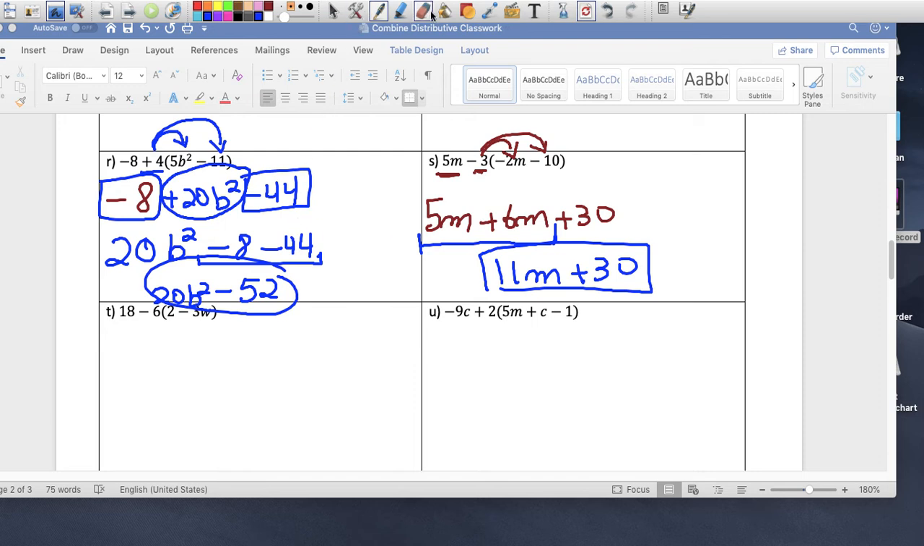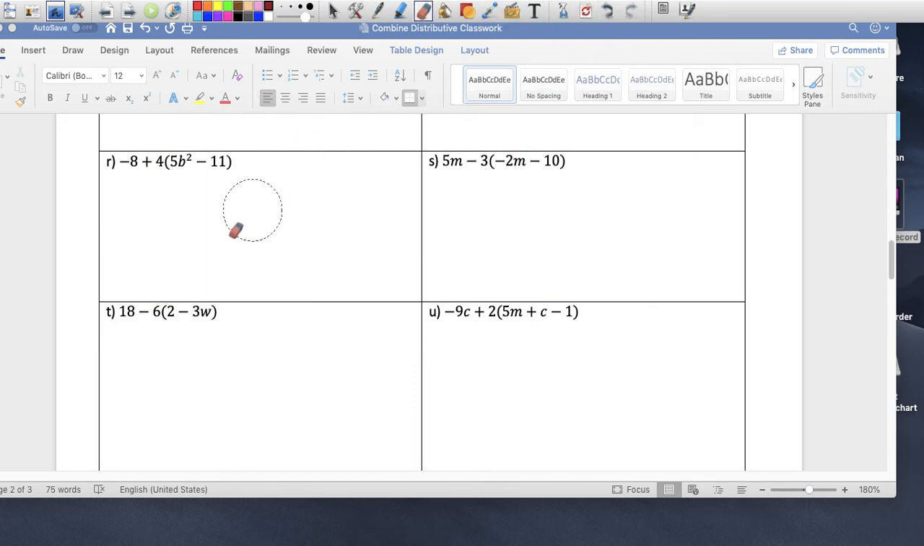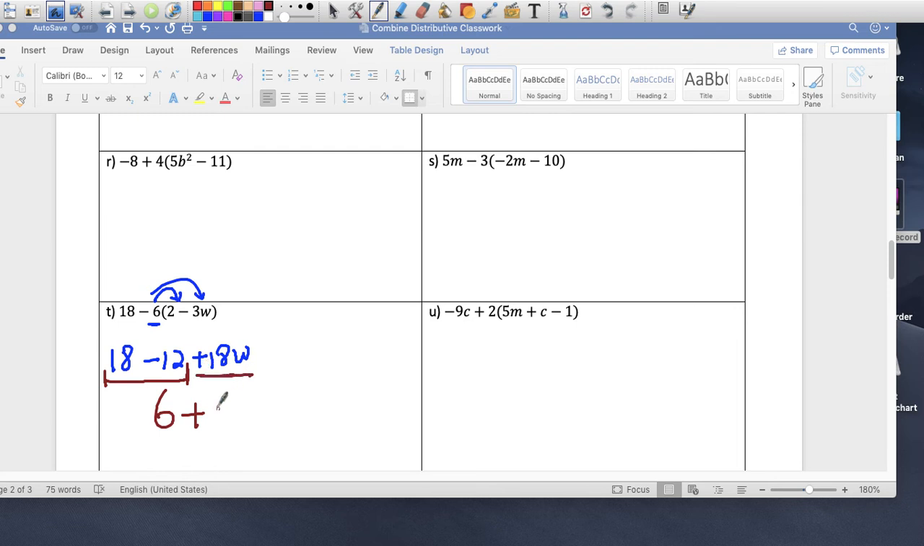Okay. Bottom here, let me clear the page. So 18 will just be outside, and it's a negative 6 being distributed. So negative 6 and positive 2 is negative 12. Negative 6 and negative 3 is positive 18w. Combine like terms, yes, we can combine these two guys because they're both constants. So it's 18 minus 12 is just 6, right? Plus, don't forget this part here, 18w. Over here, negative 9c is just going to stick around here for a second.